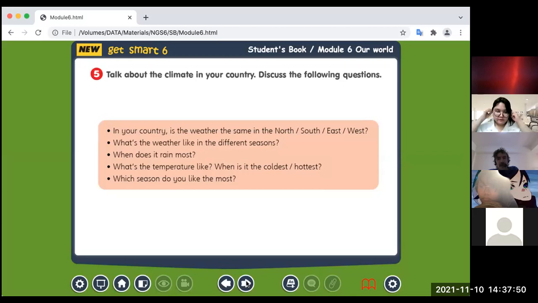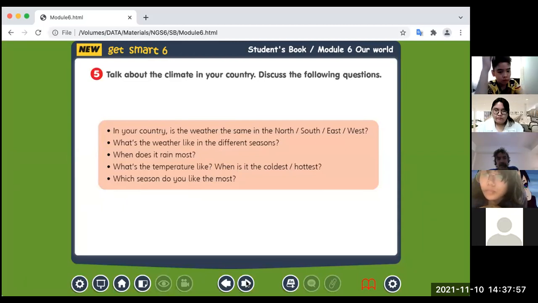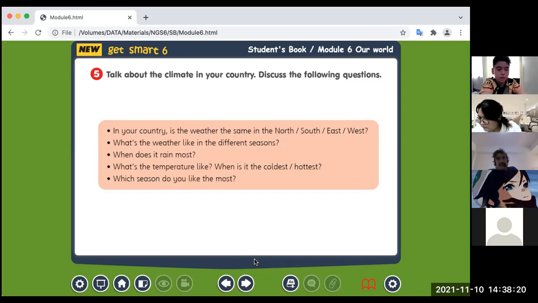Students, when does it rain most? What's the temperature like? When is it the coldest or hottest? And which season do you like the most? I think in our country maybe about 40 Celsius, and I think the coldest is about 13, because in winter it's very very cold.